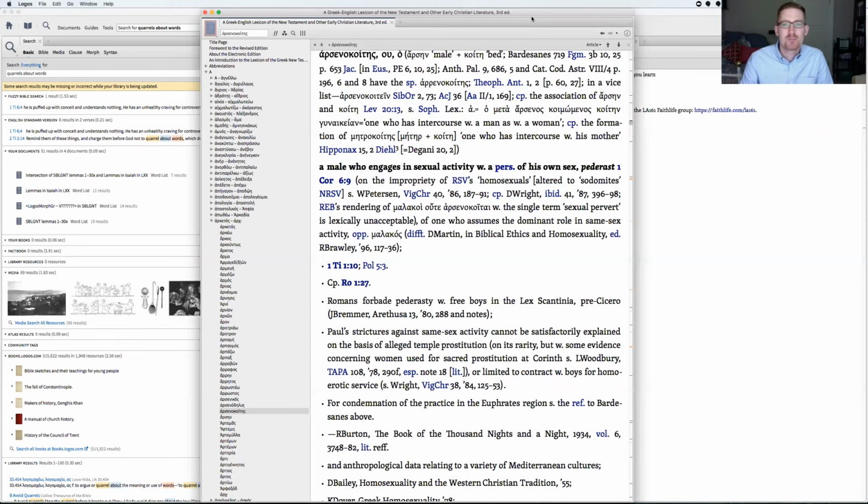A good question here, someone asked, where is this word used in scripture?